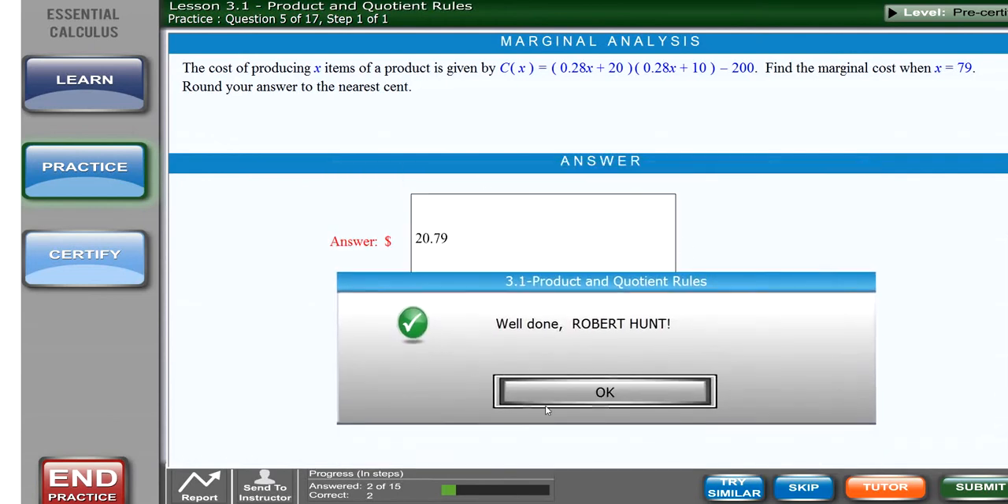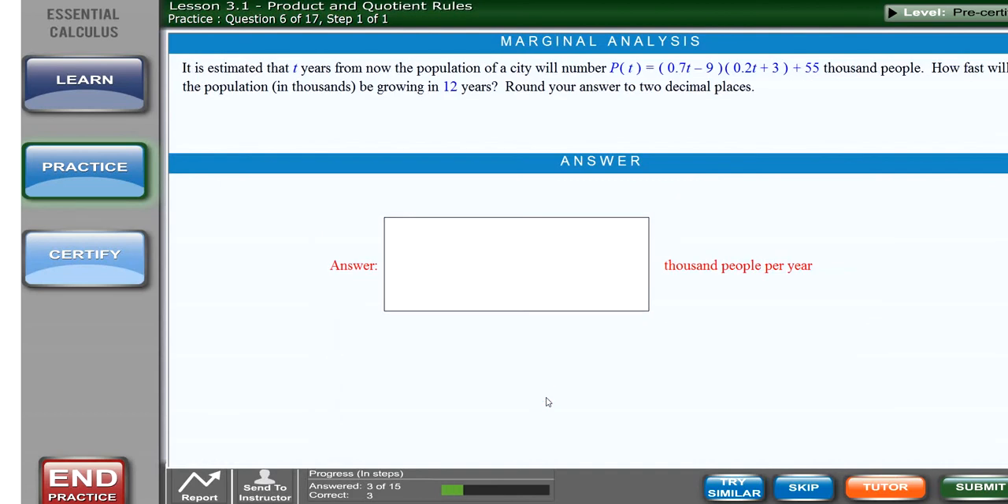Alright, so again, just make sure you round to pennies here. Same thing, it's population instead of a cost problem, but same exact idea. You want your derivative, and you're going to plug in 12. That's really all you've got to do there.